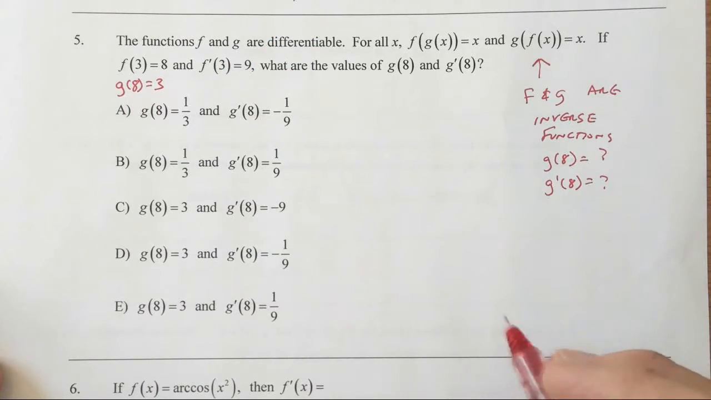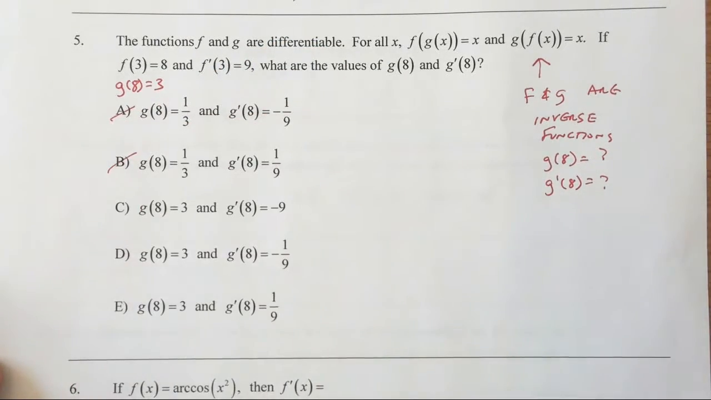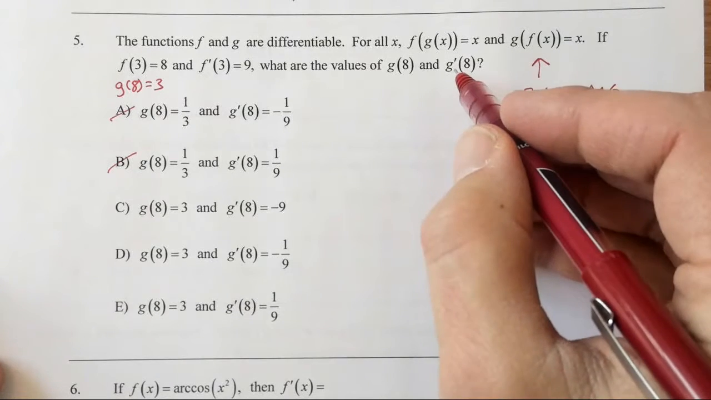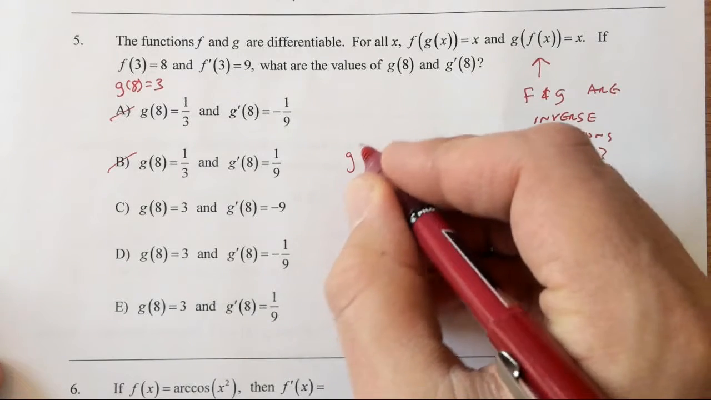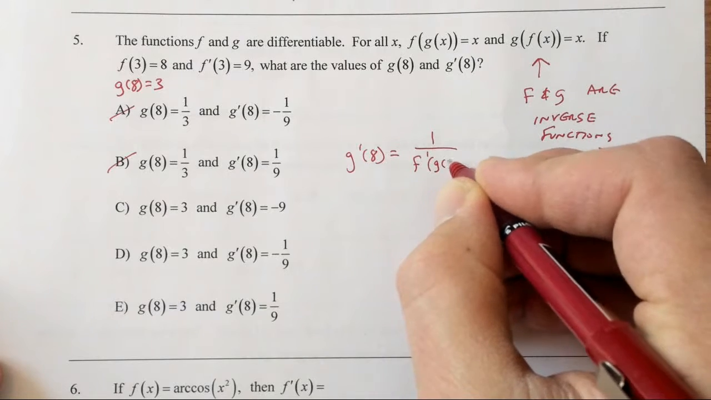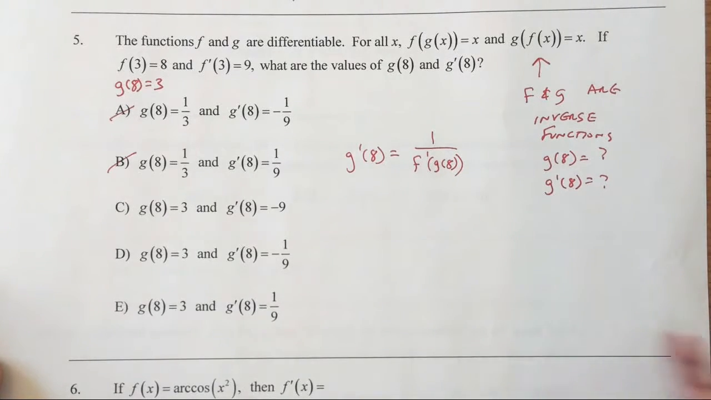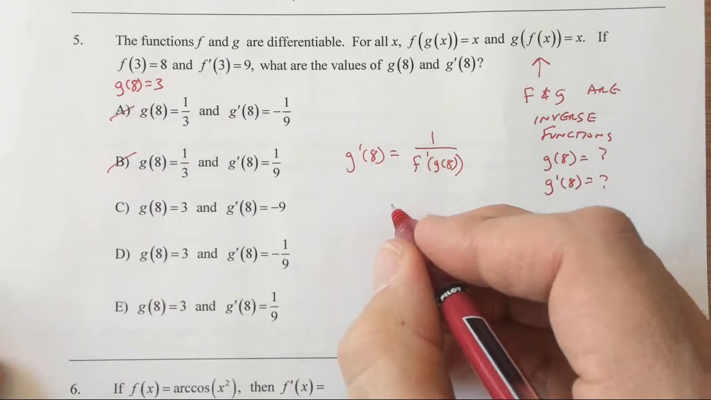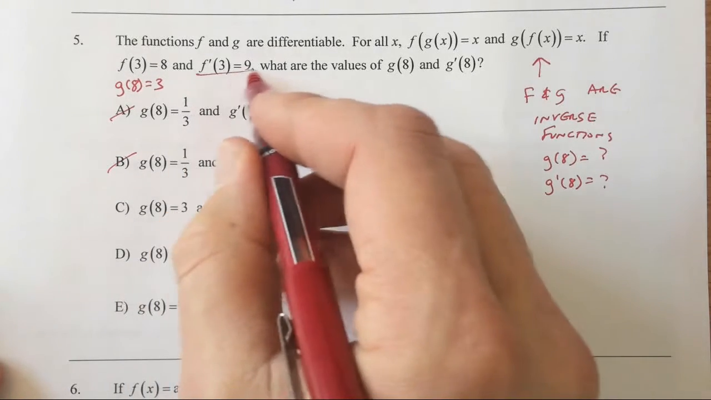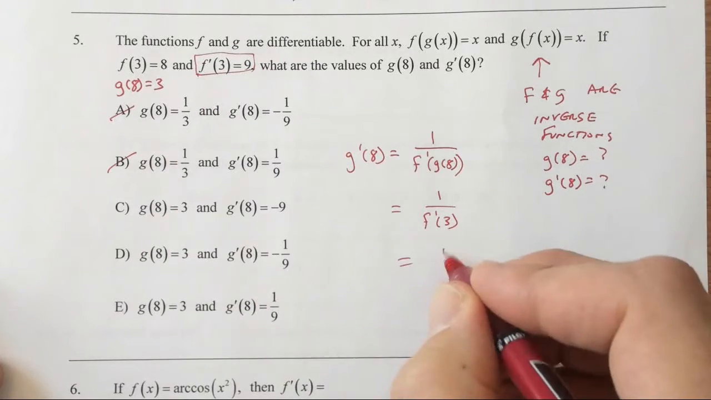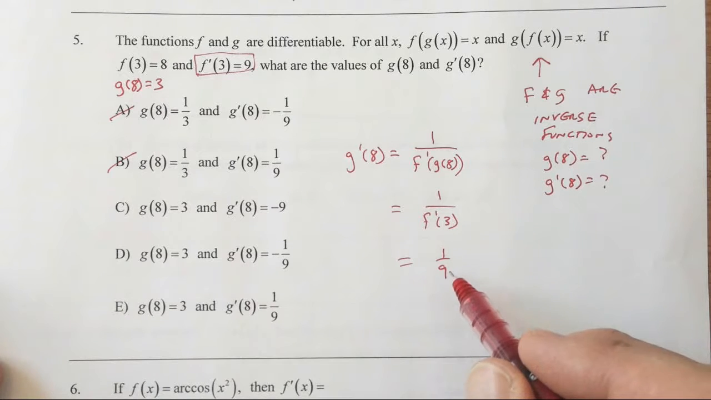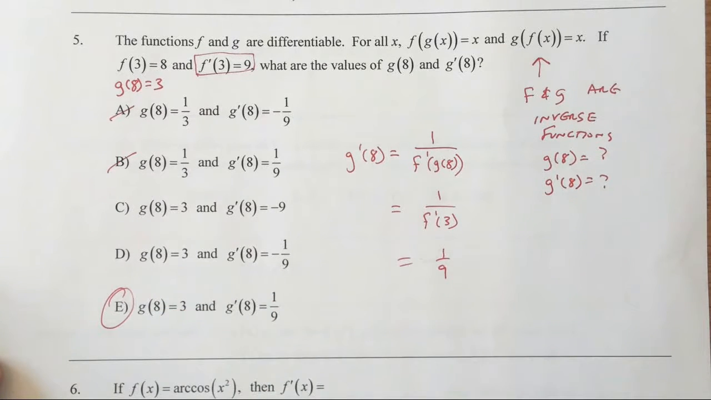Okay, so that immediately eliminates A and B as answers. Right. We also need to find g prime of 8. Well, by definition, g prime of 8 is equal to 1 over f prime of g of 8. We know that g of 8 is 3, so it's equal to 1 over f prime of 3. And f prime of 3, we're told, is equal to 9. So we have 1 over 9. So g of 8 is 3, g prime of 8 is 1/9. So our answer is E.